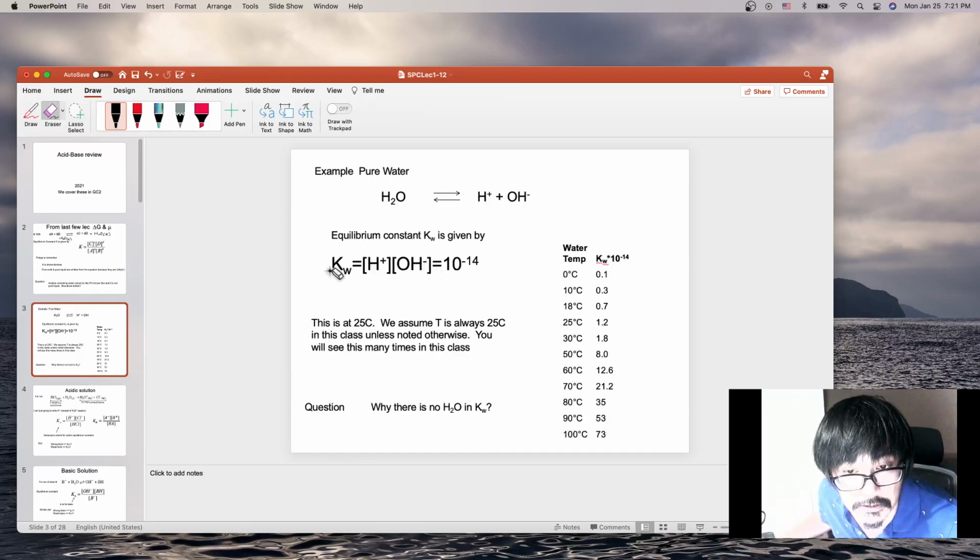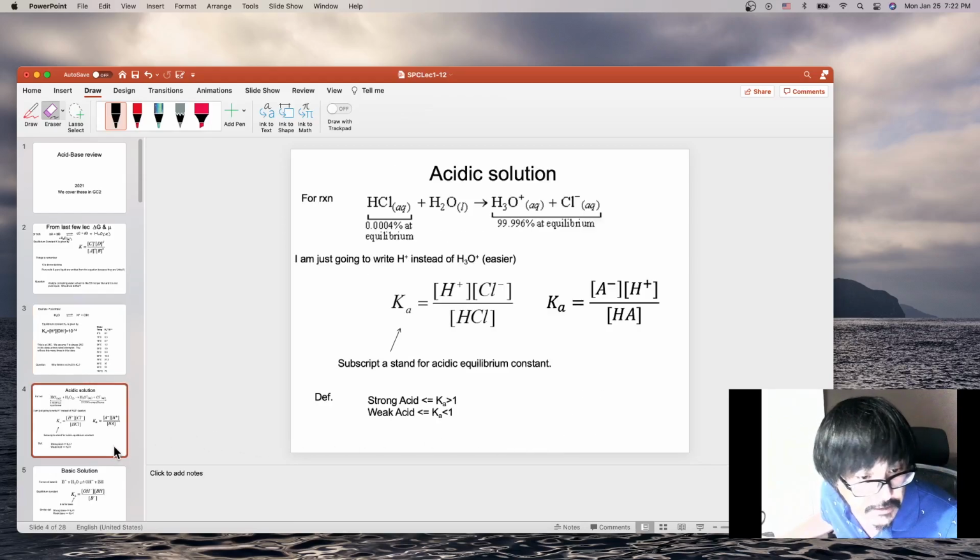The one thing that you probably need to remember is the Kw. It's this reaction right here, because this is pure liquid, it's going to go away. You have this product only, right? And that's given as 10 to the power of negative 14. And that 10 to the negative 14 is alright for 25 degrees Celsius, but if you actually change the temperature, then just realize that sometimes it changes. So you're going to learn these things in quantitative chemical analysis, I believe. So that's some other class.